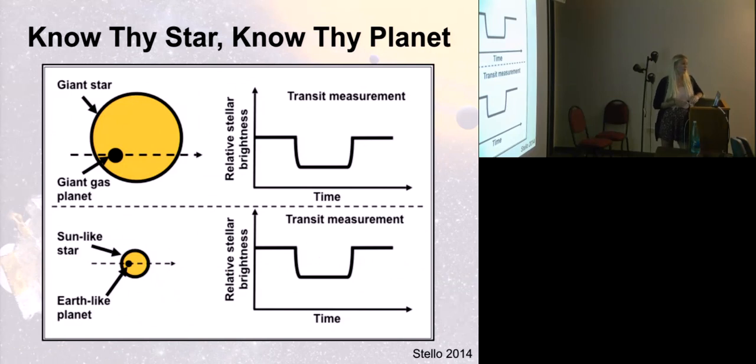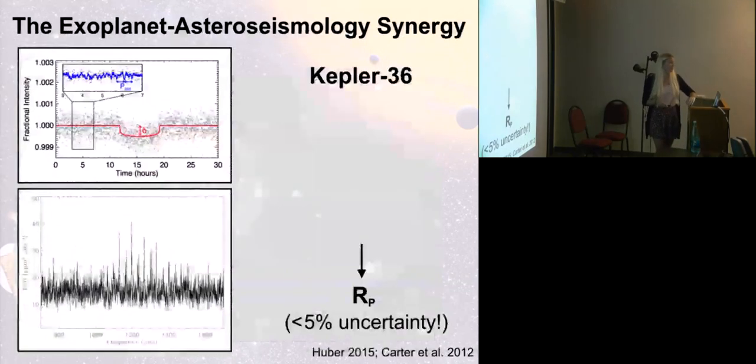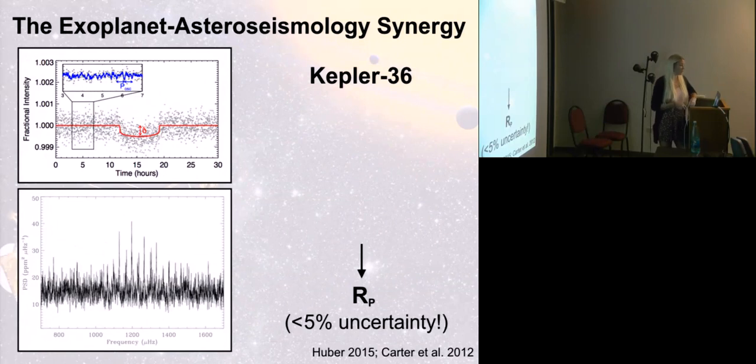So knowing the star size is really important. We only know our planet as well as we know our star. So with CoRoT and Kepler, which both provided high precision photometry, it really revolutionized the field of astroseismology. And specifically for Kepler, there's now an important synergy between exoplanetary science and astroseismology.